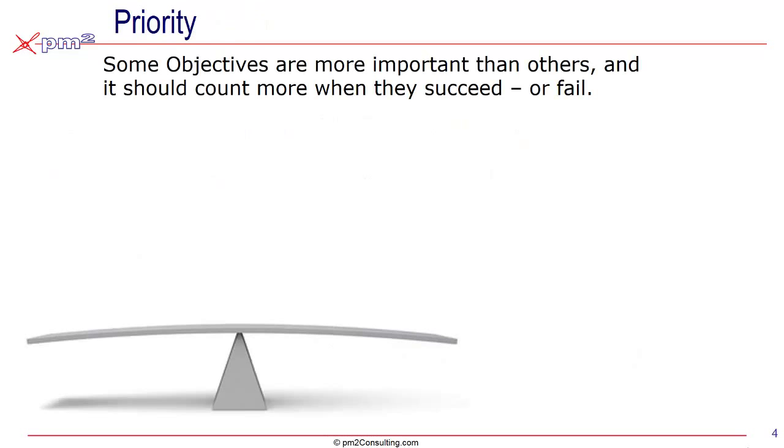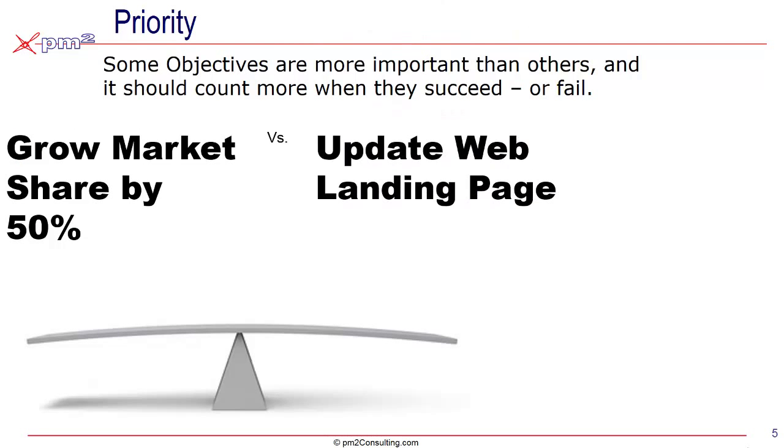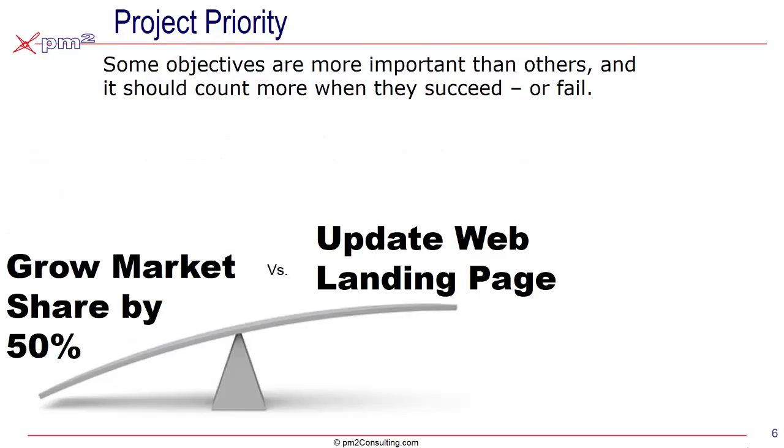So if you think of two objectives, let's say grow your market share by 50% and something simple like updating your web's landing page. These objectives are not equal. They're not equal in terms of complexity, strategic importance, resources consumed, etc. Therefore, we need to make sure that if you worked on the project on the left, grow market share by 50%, for the same progress, you'd earn more points. So, how does that work?